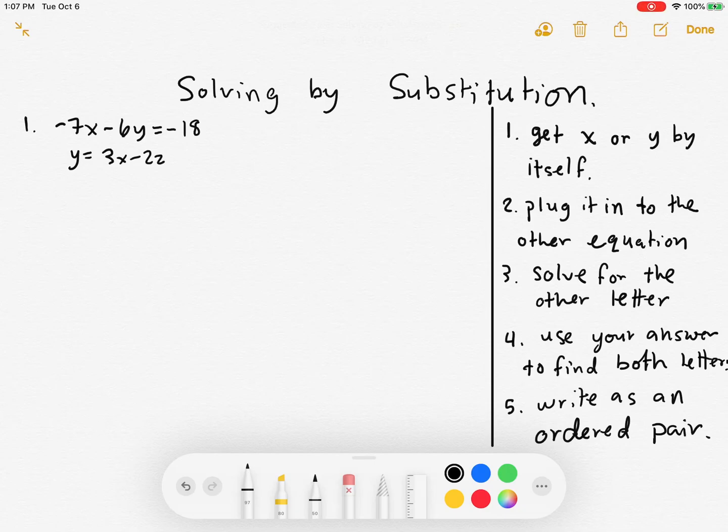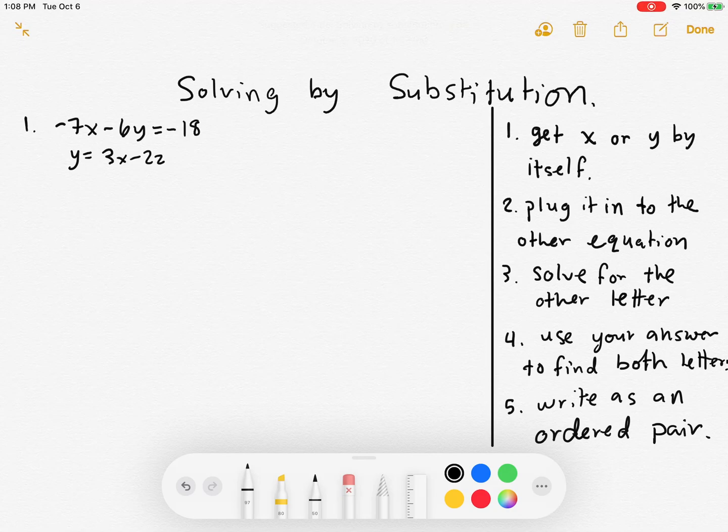Hello. Today we're talking solving by substitution. This is another way to handle systems of equations, which is kind of what we've been doing before this point. We've been graphing them. Today we're going to do it without graphing. Solving by substitution isn't hard, but there are a lot of steps.